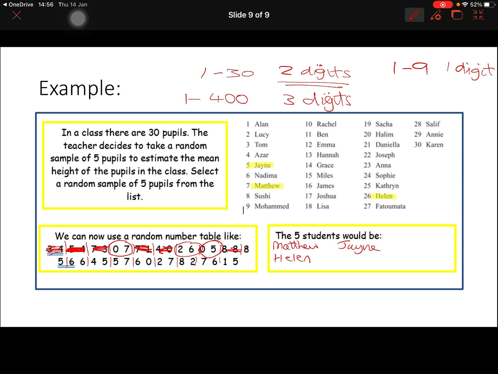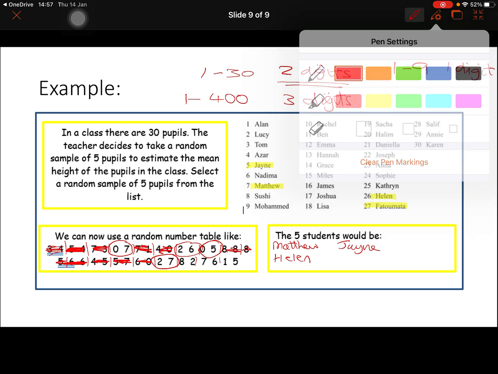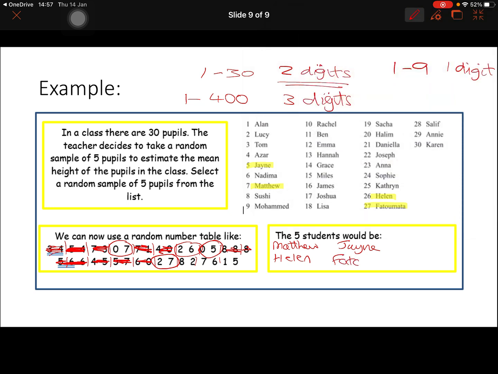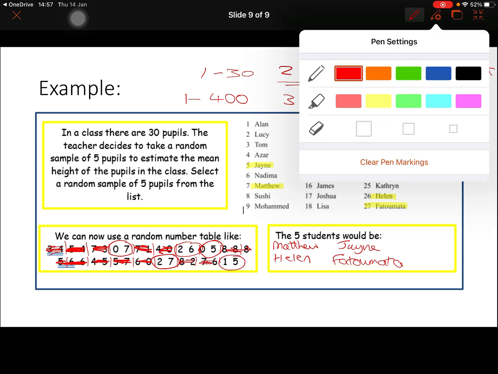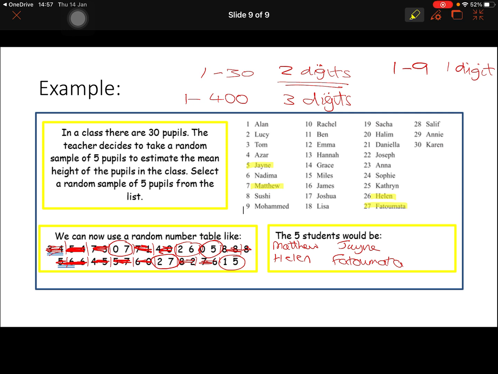88 doesn't, 85 doesn't, 66 doesn't, 45 doesn't, 57 doesn't, 60 doesn't, 27 will. So I'll take Fatima. 82 won't, 76 won't, 15 will. Therefore, I'll take Miles as well. And that's how we begin to use our random number table.